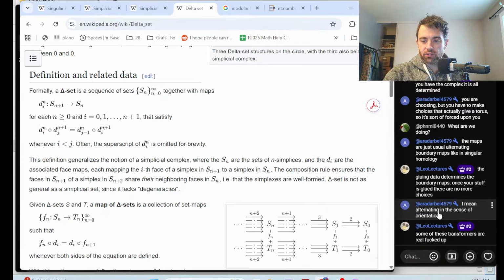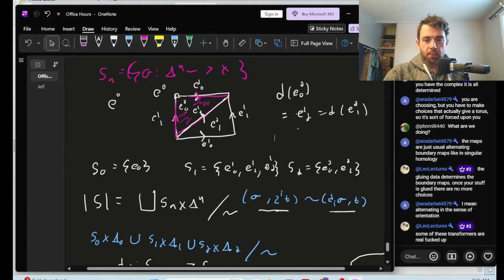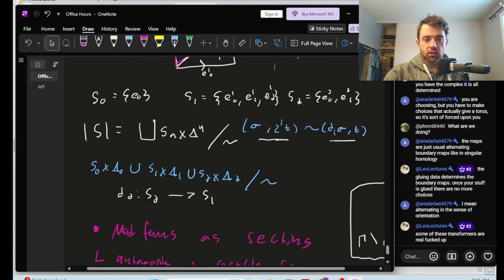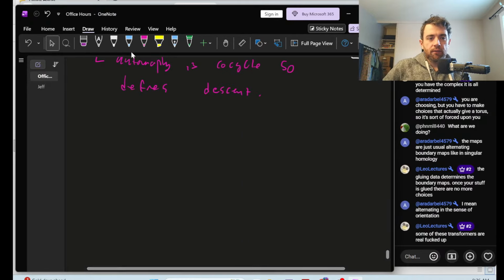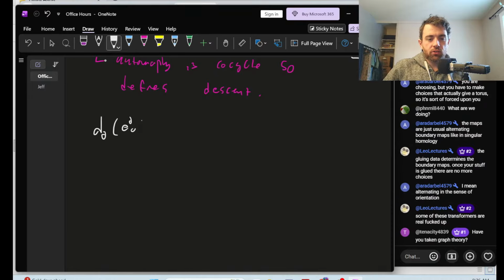Alternating in the sense of orientation. I don't get it. So where do I send E20 to? D2 E2 sends E20 to.